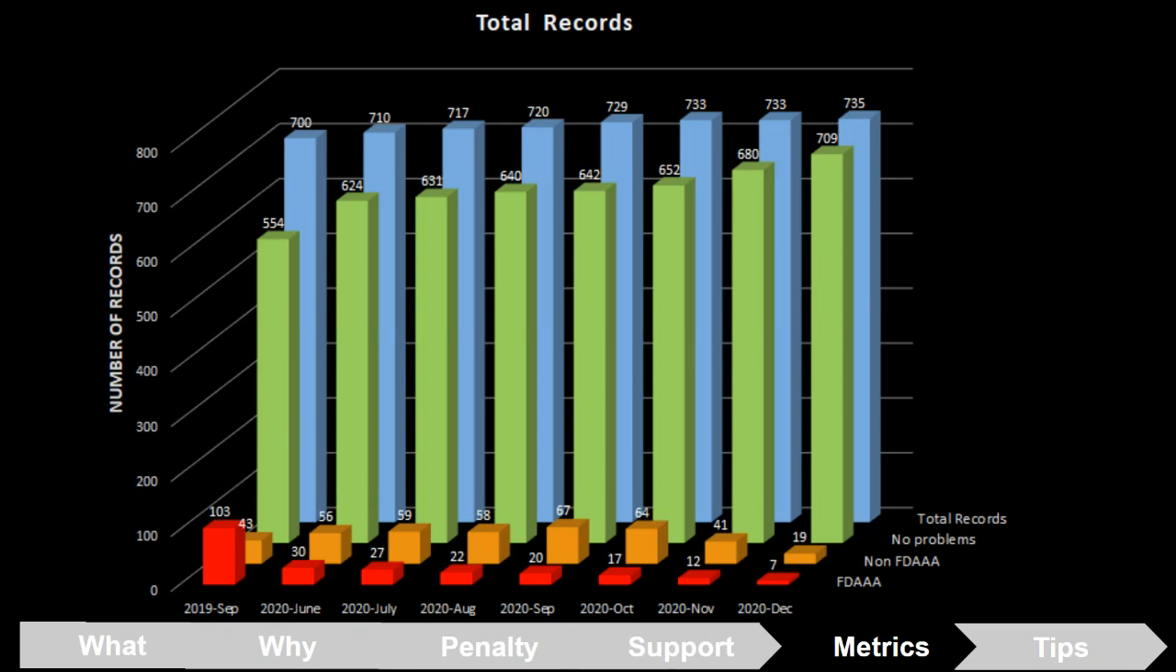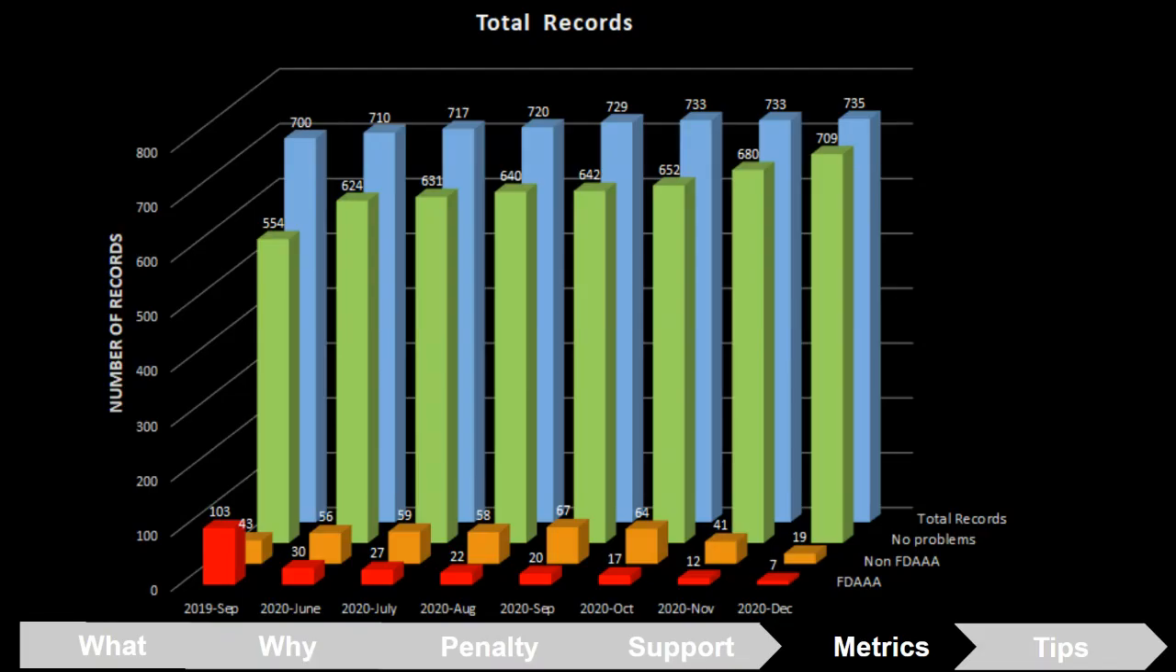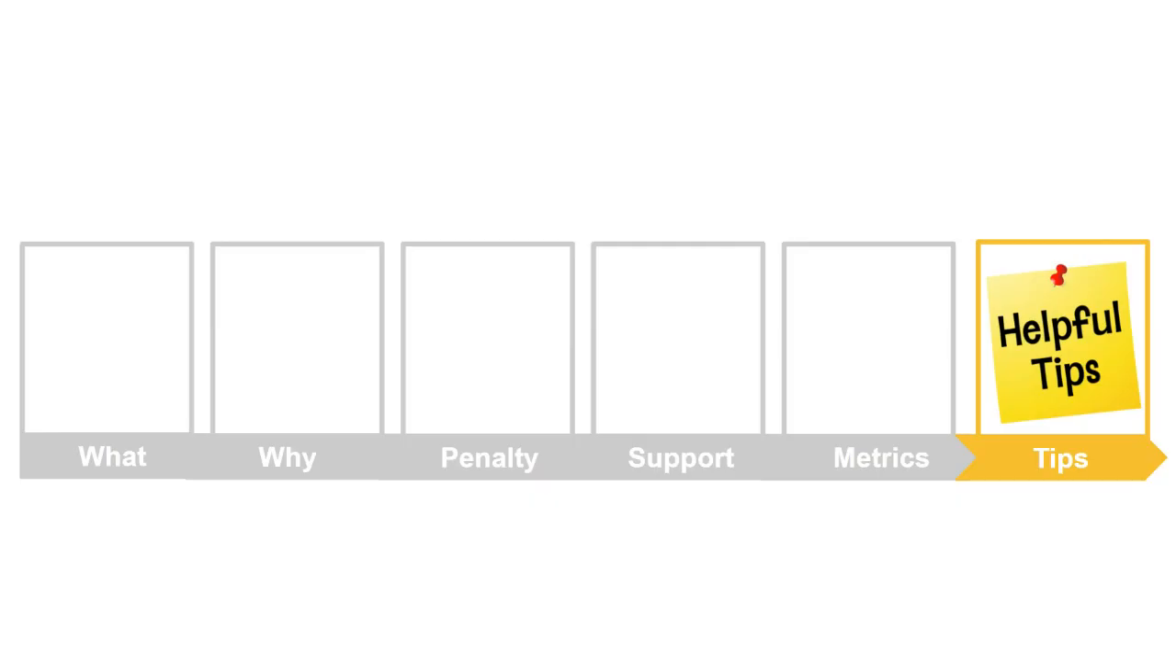Our goal is to continue to be 100% compliant on the non-compliance tracker website. This one, we want to keep that way, and the orange and red ones to be as low as we can. So we will be sharing ct.gov metrics every research matter.